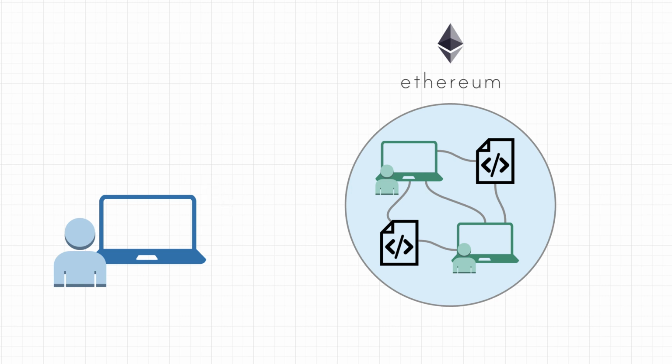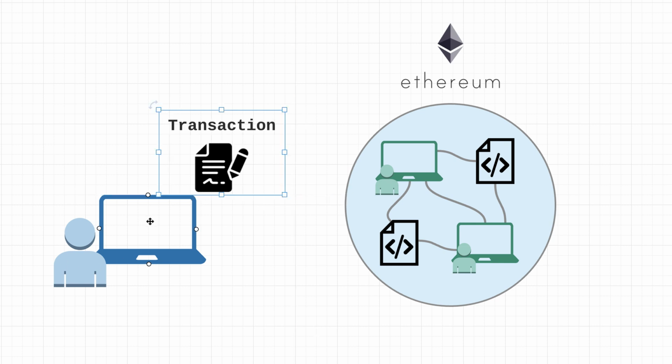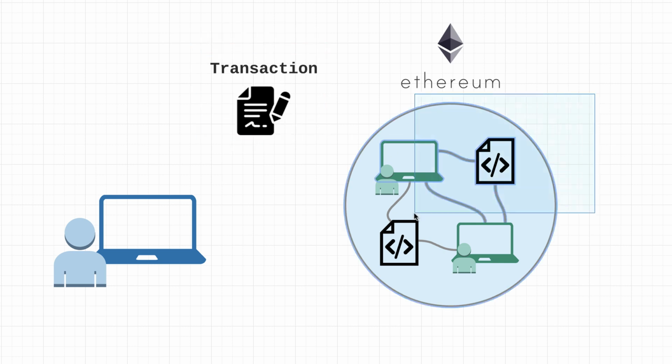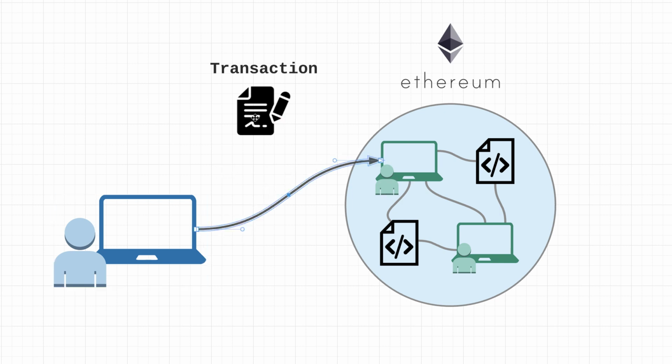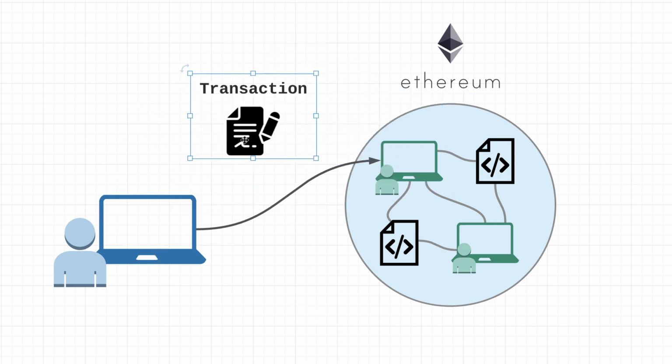Just to recap, a transaction is basically an instruction from an account requesting some kind of update to the state of the Ethereum network. The most simple example would be a transaction requesting a transfer of Ether from one account to another. In this example, the part of the network that would update is, of course, the account balance of this blue person and this green person right here.